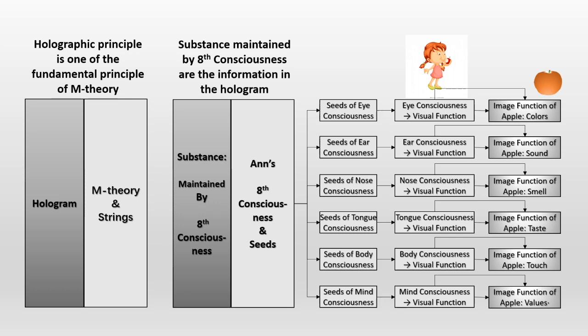The hologram in string theory is the substance in Yogacara Buddhism, which is maintained by the seeds of eighth consciousness as previously shown. Whatever N experiences, the activation of seeds from N's eighth consciousness and the information in the substance are the sources of N's experiences. Therefore, the hologram in string theory is what Yogacara Buddhism calls substance.